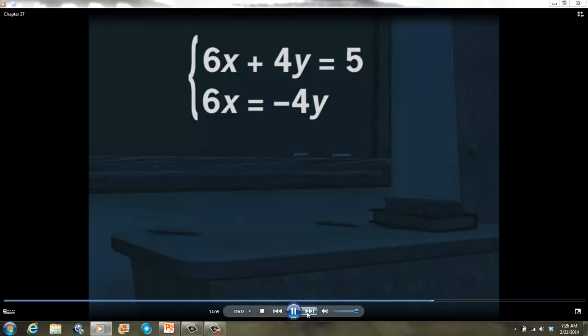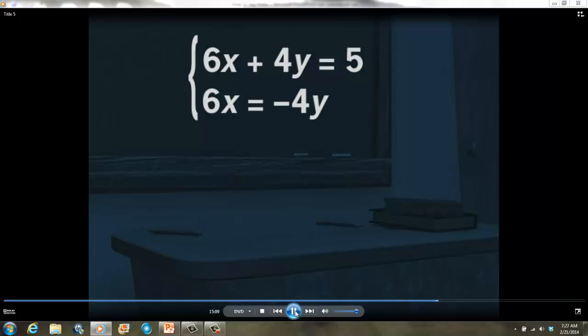Take a look at this system of equations. 6x plus 4y is equal to 5. This example is not included in your guided notes, but I would like you to follow along as they do this example and complete the notes on the second page of your handout. And 6x is equal to -4y.